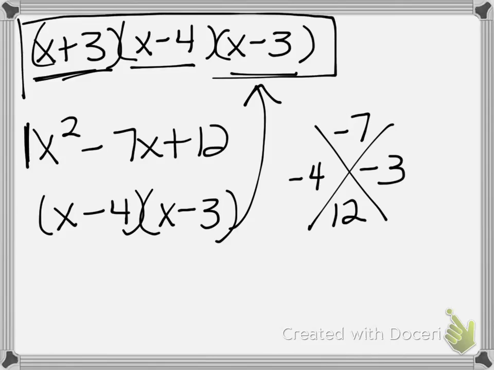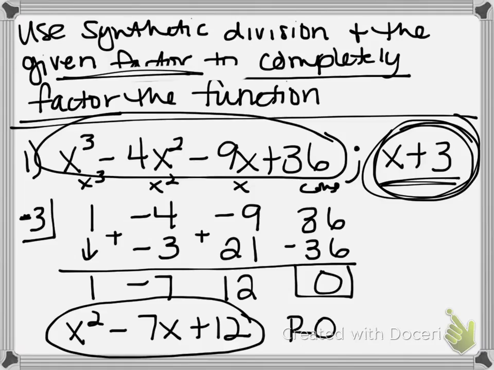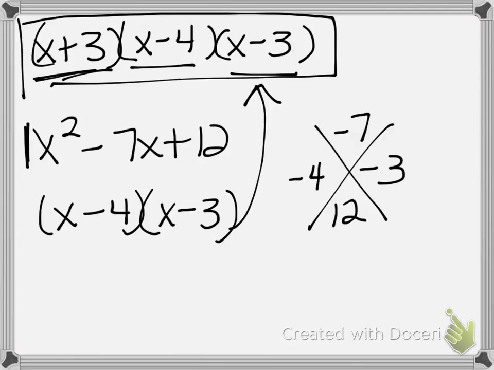So this binomial, x cubed minus 4x squared minus 9x plus 36, is completely factored. Okay, so I was able to completely factor it with those 3 binomials. I have one more problem for you.